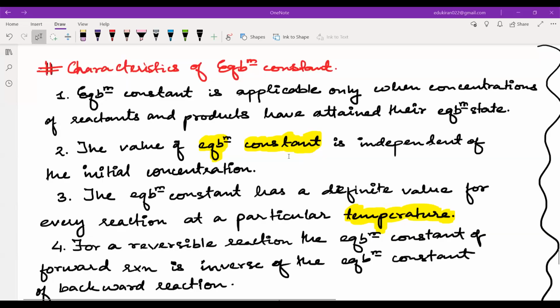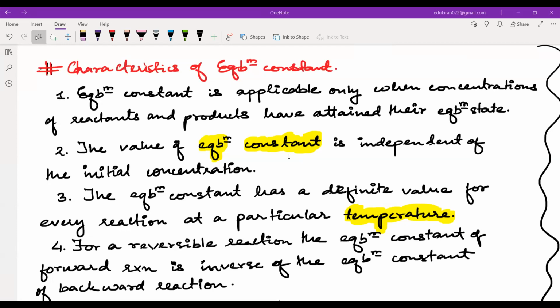So you write the topic, characteristics of equilibrium constant. These are simple points that you write. If you have doubt in any one of these points, then you let me know. The equilibrium constant is applicable only when concentrations of reactants and products have attained their equilibrium state.